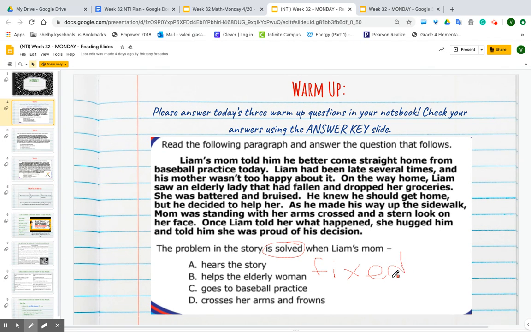All right. Now, was it fixed when she went to baseball practice? No. So that one stuck out at me, so I'm going to go ahead and mark that one out. Crosses her arms and frowns. No, that didn't fix anything, did it?